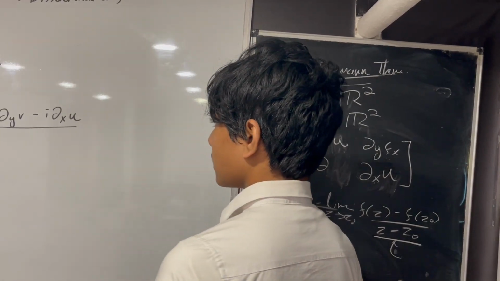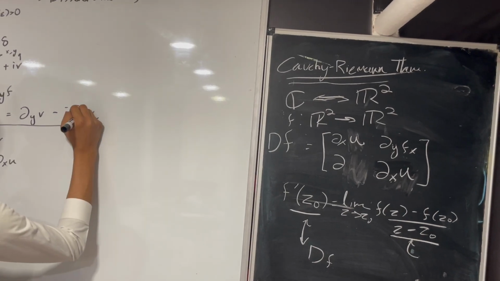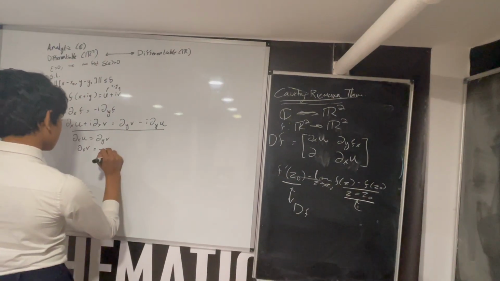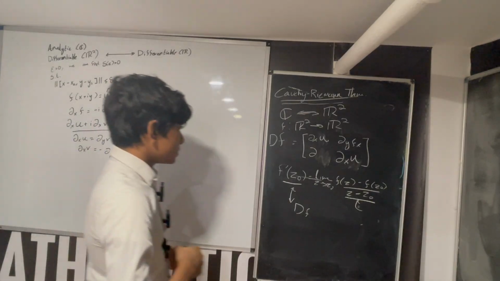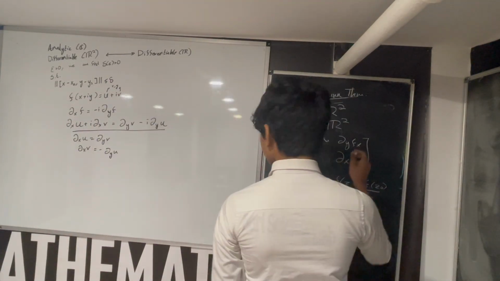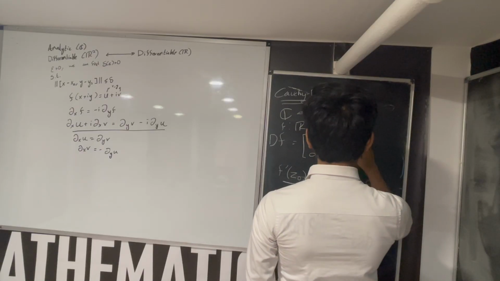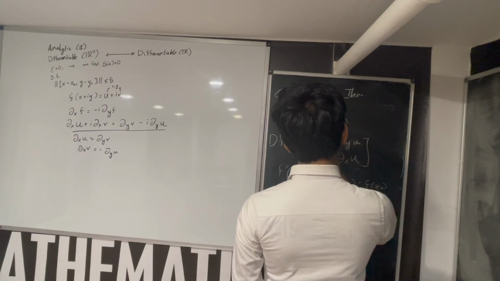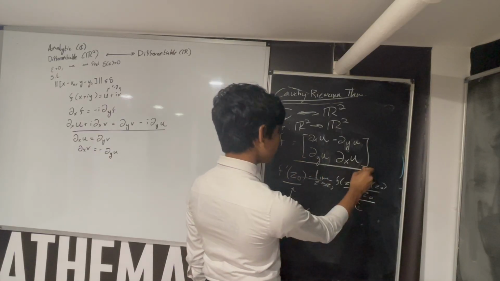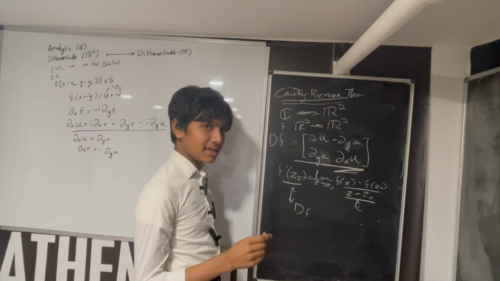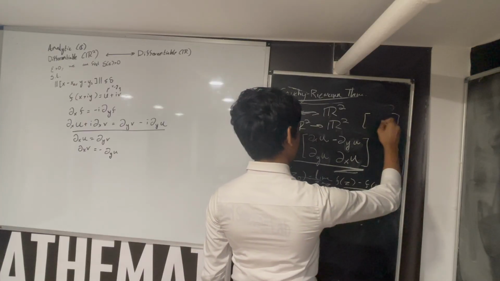Wait, hold up. I think I'm stupid. This should be y. So partial x v, or even partial y u. Don't block everything you write. So you can actually simplify it to something like this. And notice the resemblance to something like, for example, the rotation matrix.